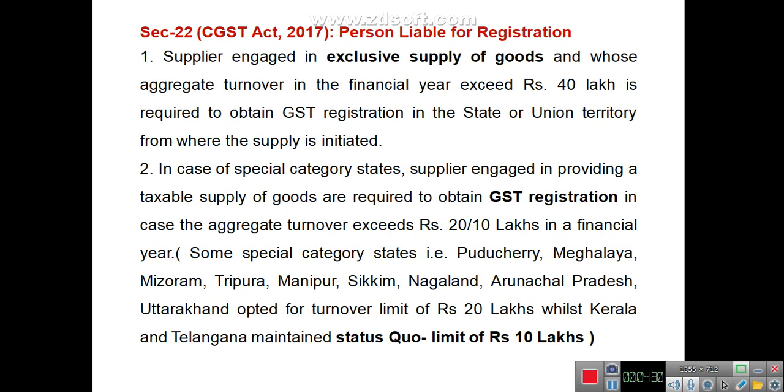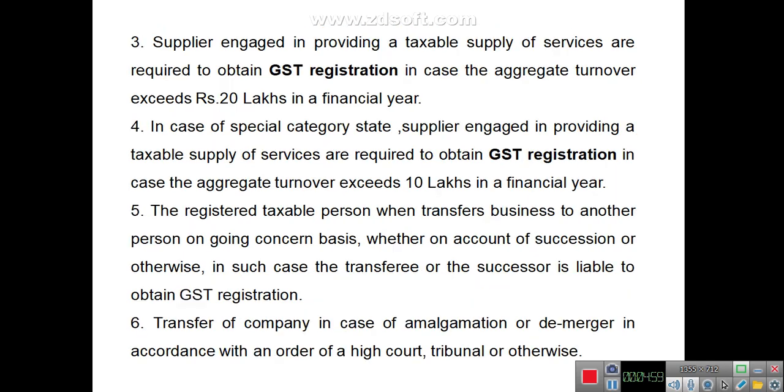In case of special category states, the aggregate turnover limit is 20 lakhs or 10 lakhs in some of the states. Some special category states like Puducherry, Meghalaya, Mizoram, Tripura, Manipur, Sikkim, Nagaland, Arunachal Pradesh, Uttarakhand opted for a turnover limit of 20 lakhs, and Kerala and Telangana are still maintaining the status quo limit of 10 lakhs.